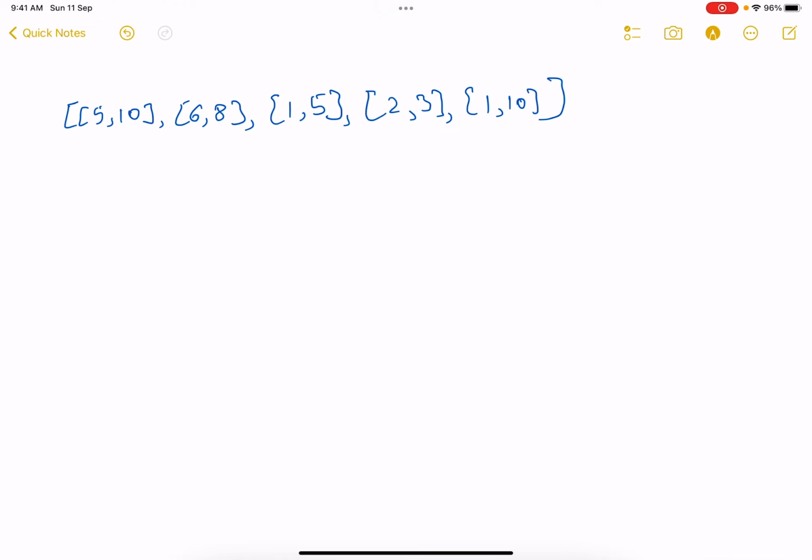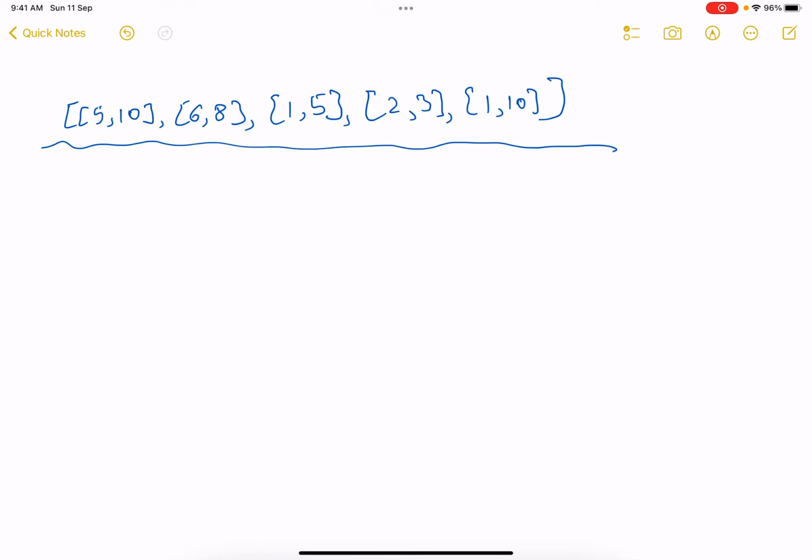So I have certain intervals. Let's say 5 10, 6 8, 1 5, 2 3, and 1 10. Right? These are the intervals. What I need to do is that I need to pick these intervals and basically assign each interval a group, right? Such that all the intervals in a particular group do not intersect at all, right?